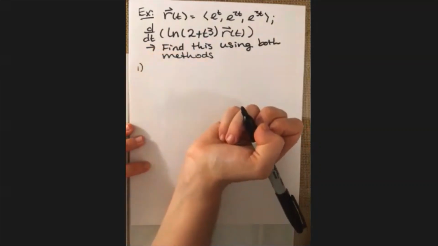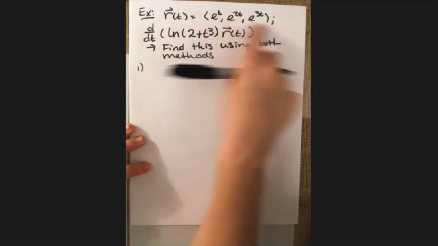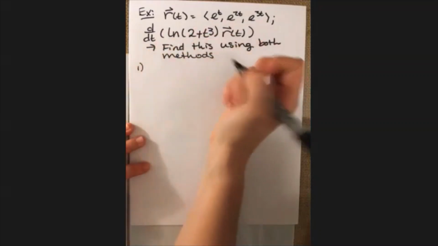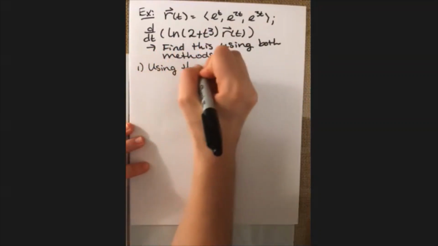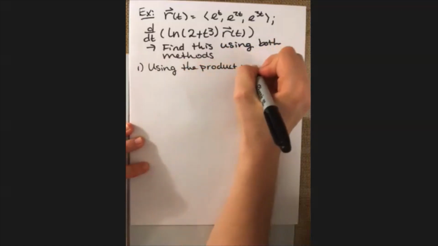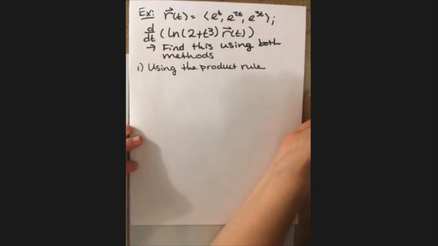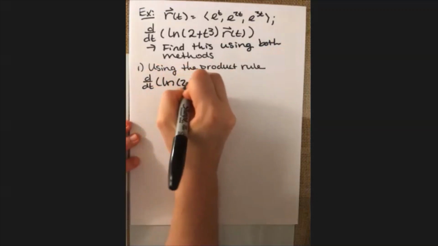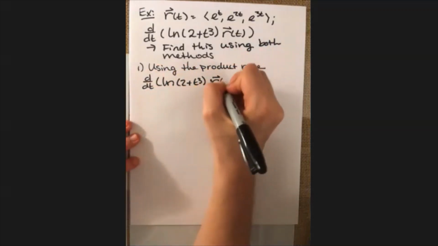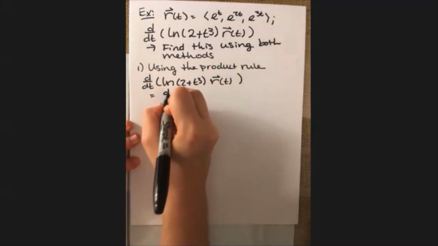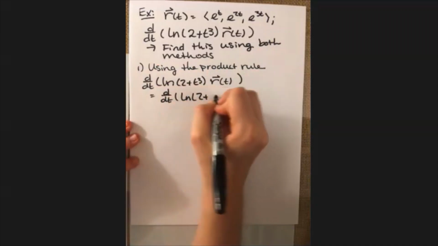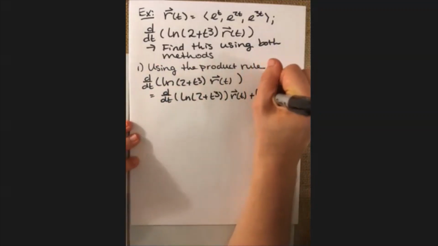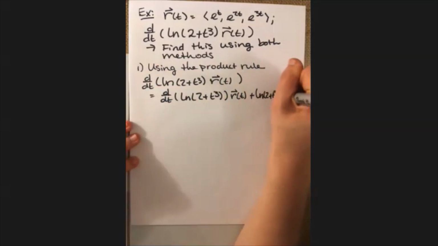For method 1, what we can do is take this and multiply it through each one of these things here. Or rather, actually, method 1 is using the product rule. I got them backwards. So to be able to do that, we're going to say that d dt of the natural log of 2 plus t cubed times r of t is equal to d dt of the natural log of 2 plus t cubed times r of t plus natural log of 2 plus t cubed times d dt r of t.